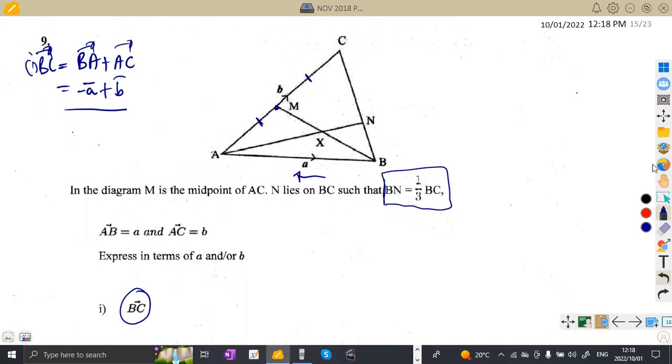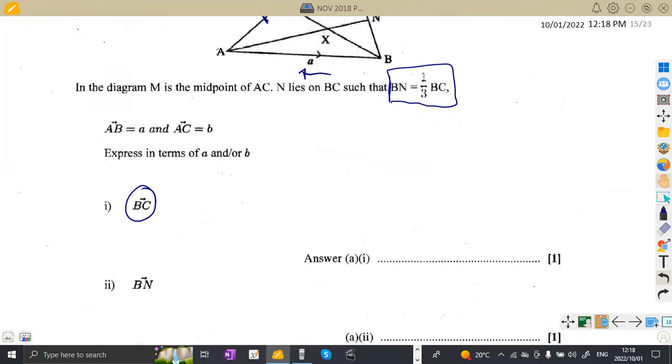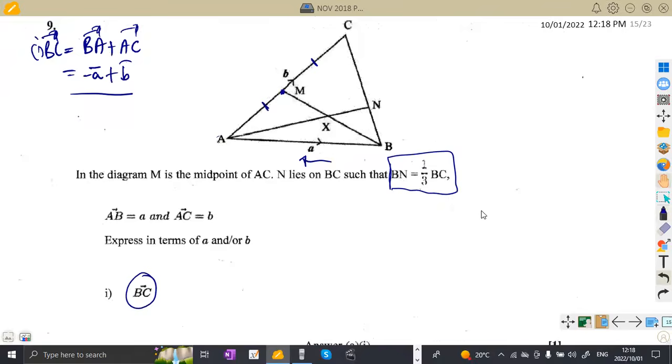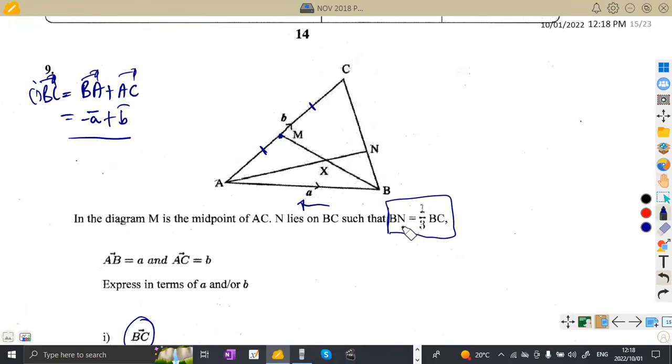Then the other one is BN. Now we need vector BN, but already we are given the relationship between BN here, to say BN is equal to a third of BC. That is what you are given here.